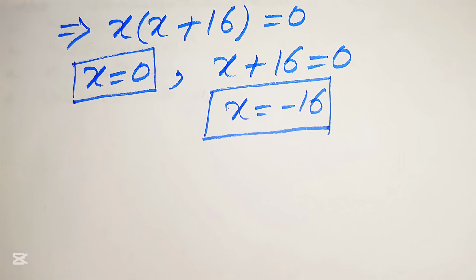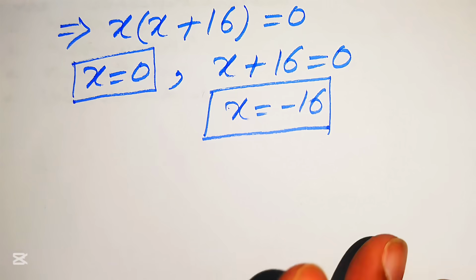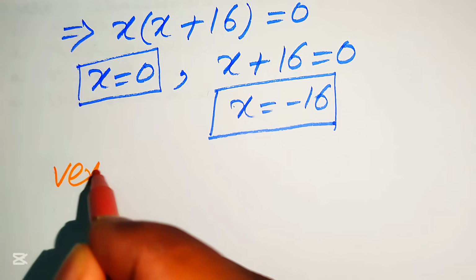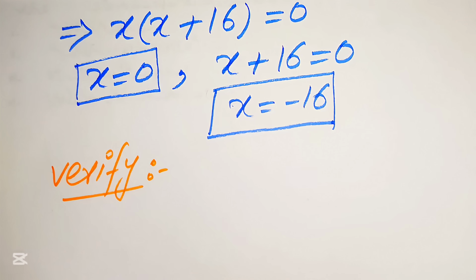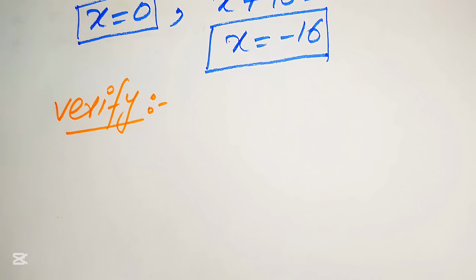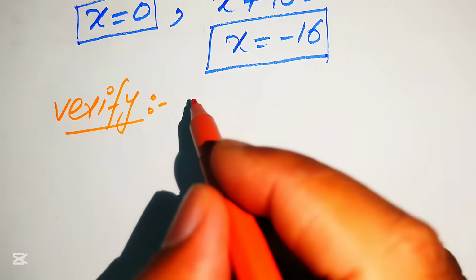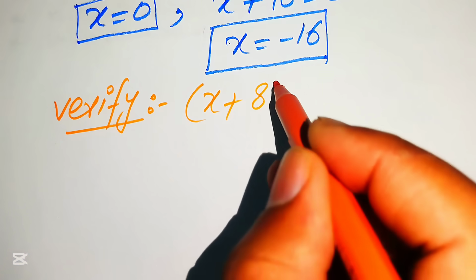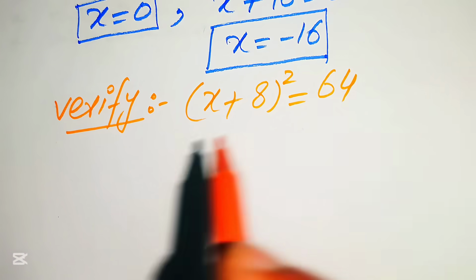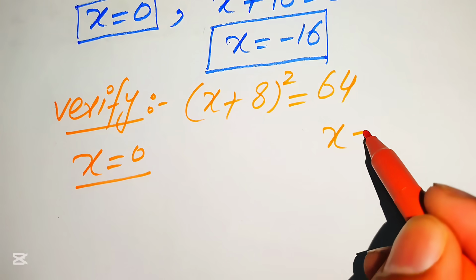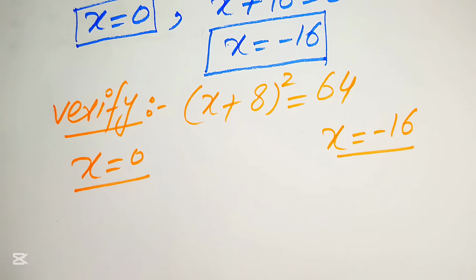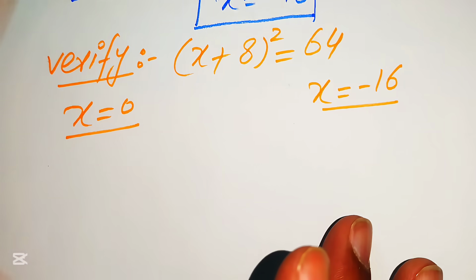And now in the last step, we need to verify these two values of x. In order to verify, we just check whether these values of x satisfy the given question statement or not. For this, we first copy down the given question statement: x plus 8 whole square equals 64. Now we put x equals 0 here, and we put the second root, x equals minus 16, here. We will verify these two solutions one by one.